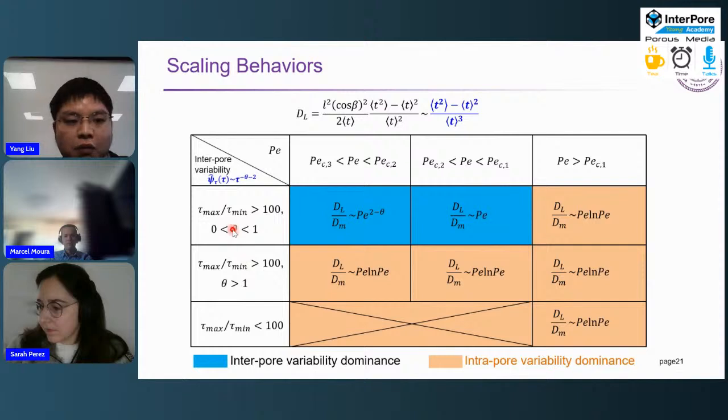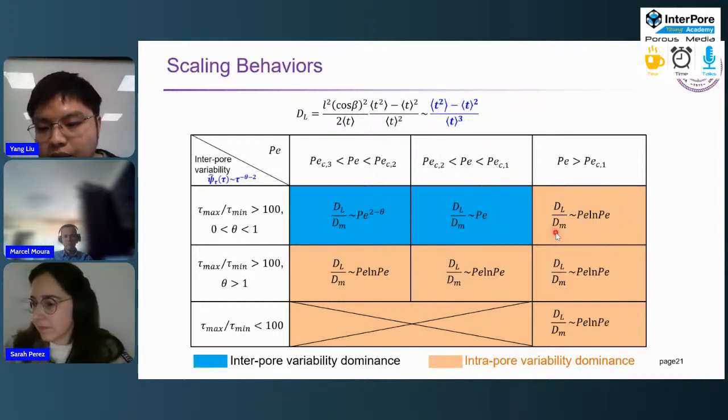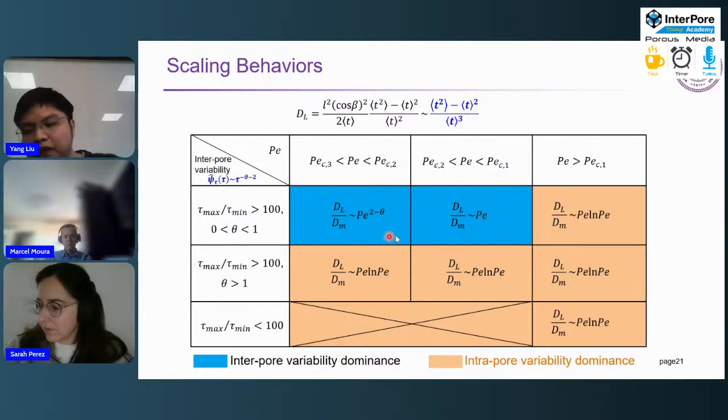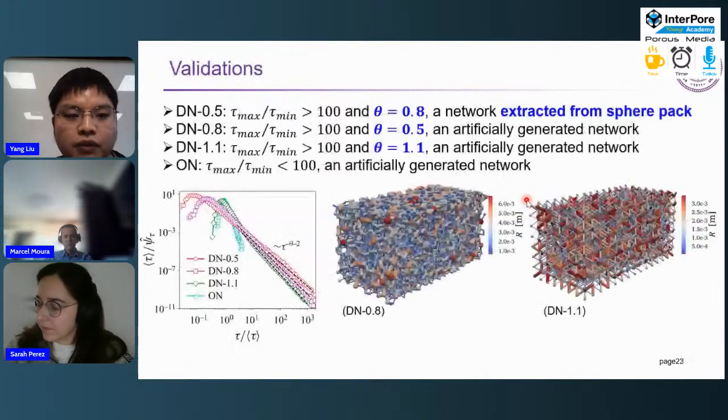So here we see that for a porous media characterized by a window of tau larger than 100 and with theta from 0 to 1, we see a power law scaling, from a superlinear power law to a linear and to the logarithm scaling. However, for other cases, we only see the logarithm scaling, and the power law and the linear scaling occur under the scenario where the interpore flow variability is significant. And the third part, we do some numerical simulations to validate the model prediction.